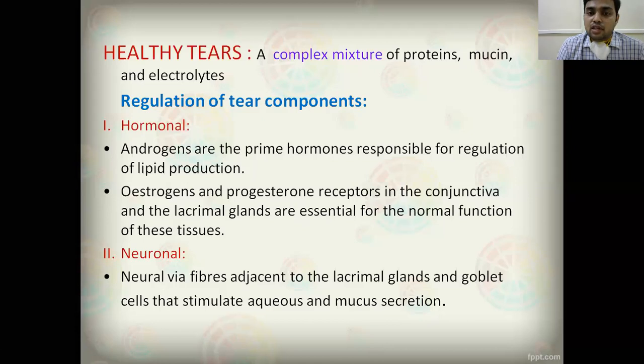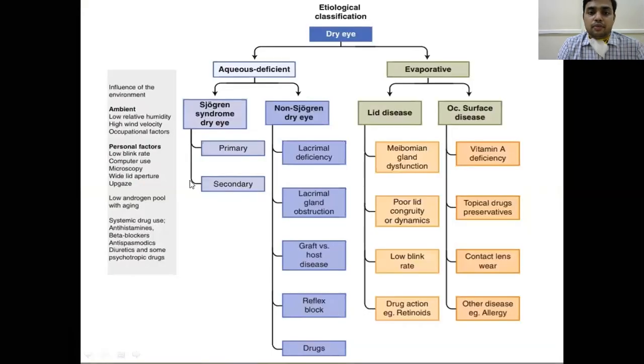So regulation of tear components is because of the hormonal and neuronal regions. And coming to the etiological classification of the dry eye, it is of two types: aqueous deficient and evaporative. Aqueous deficient is because of Sjogren's syndrome. It may be primary Sjogren's or secondary Sjogren's.